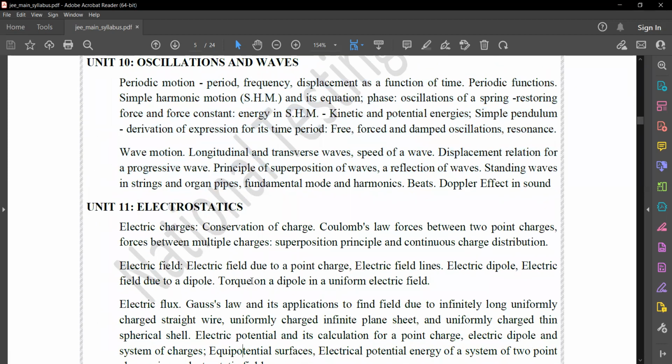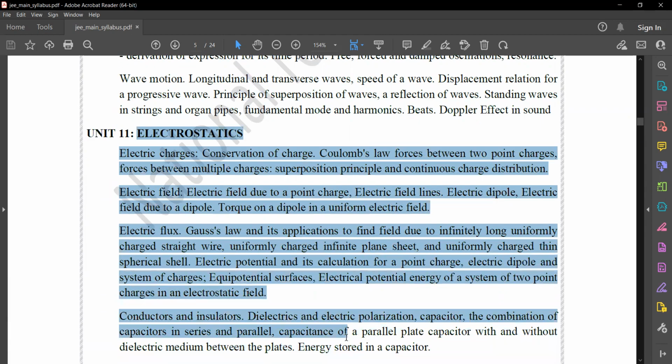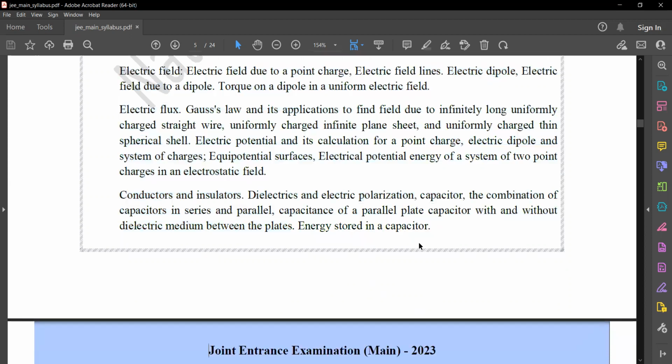Electrostatics, that is class 12, first chapter. This is electric charge, Coulomb's law, Gauss's law, flux, electric field. So all these things are there. It's combined with dielectrics and capacitance. That is the second chapter of your class 12 book, series and parallel combination of capacitors. All these things are there.